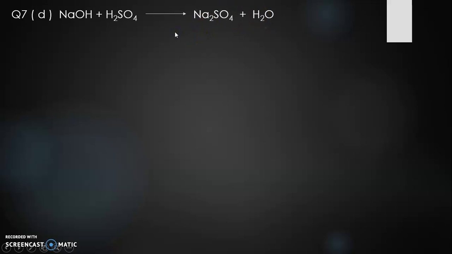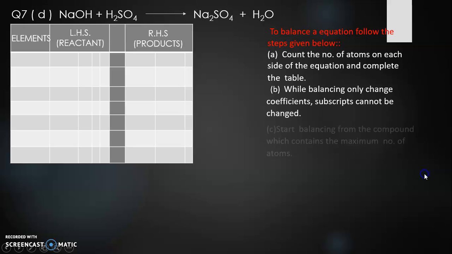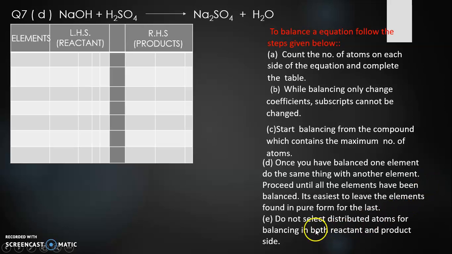So we start with the table. Elements, reactants, products. Have a quick look at all the steps needed for balancing the equation. Students, in this equation we can see the distributed atom on both the sides. Here we have hydrogen as well as oxygen in sodium hydroxide as well as sulfuric acid. Similarly, when you see on the product side, you have oxygen in water as well as sodium sulfate.